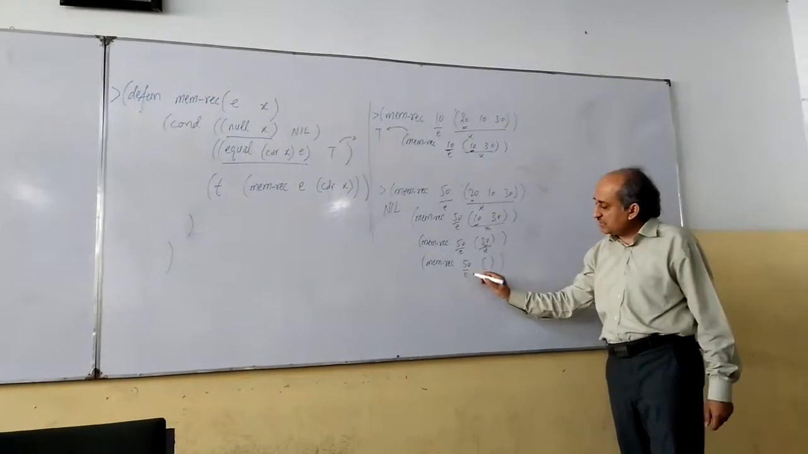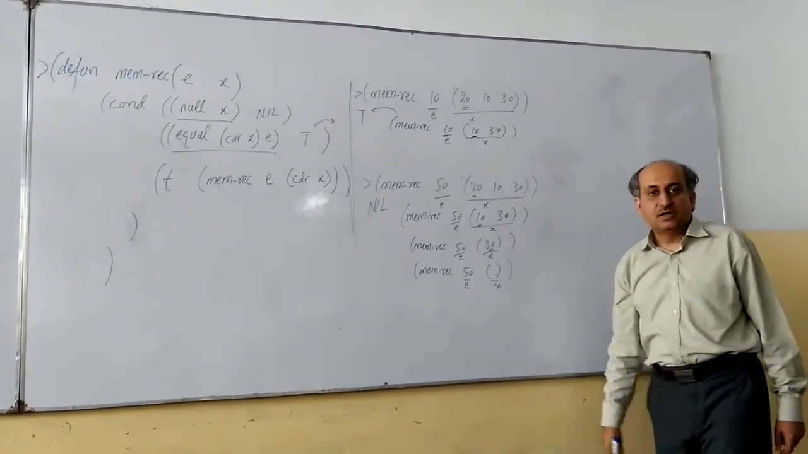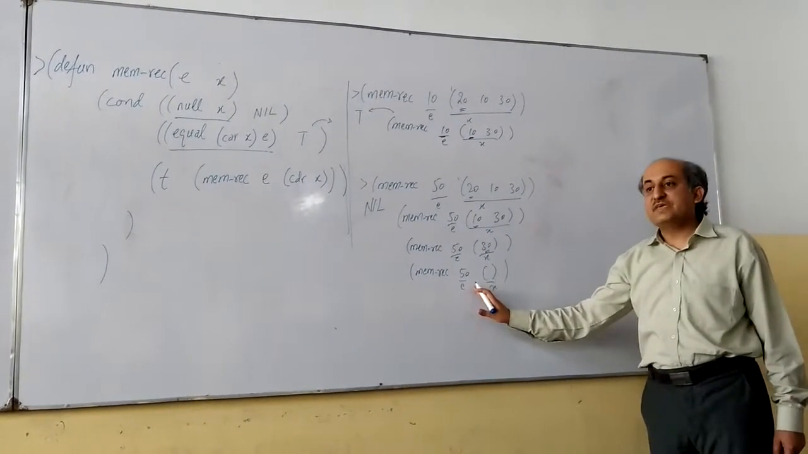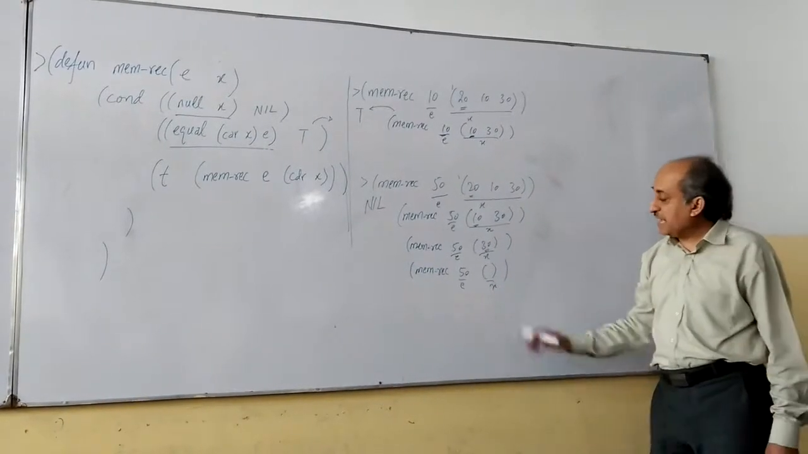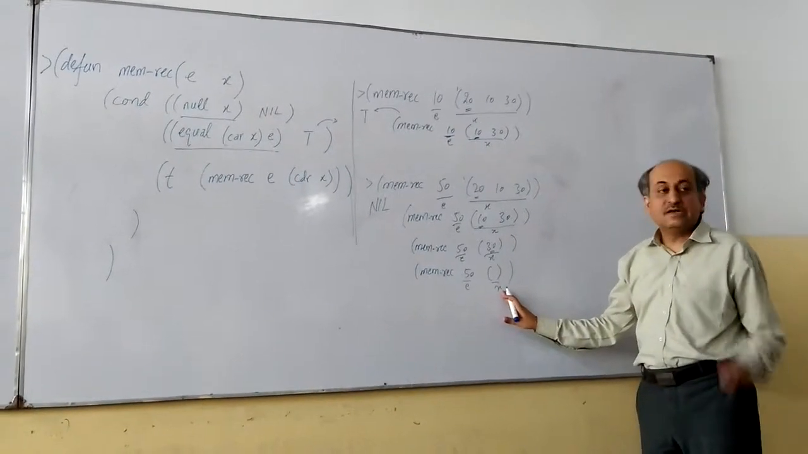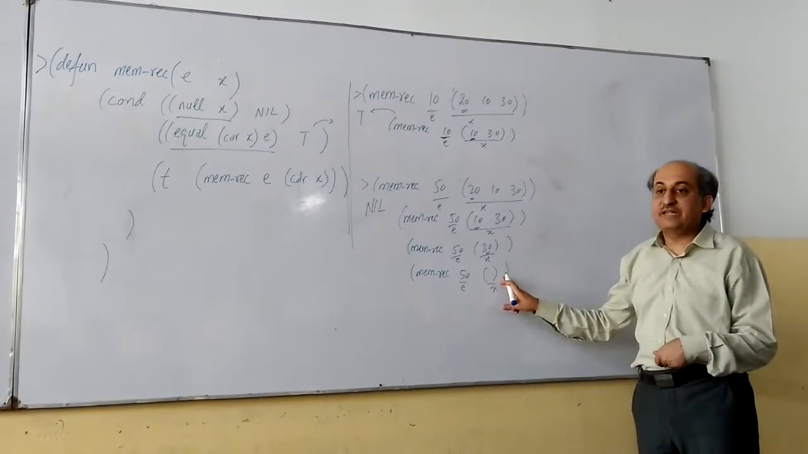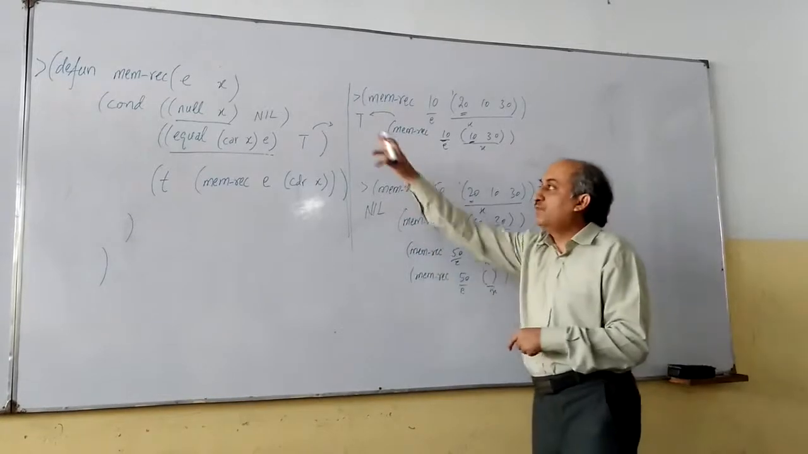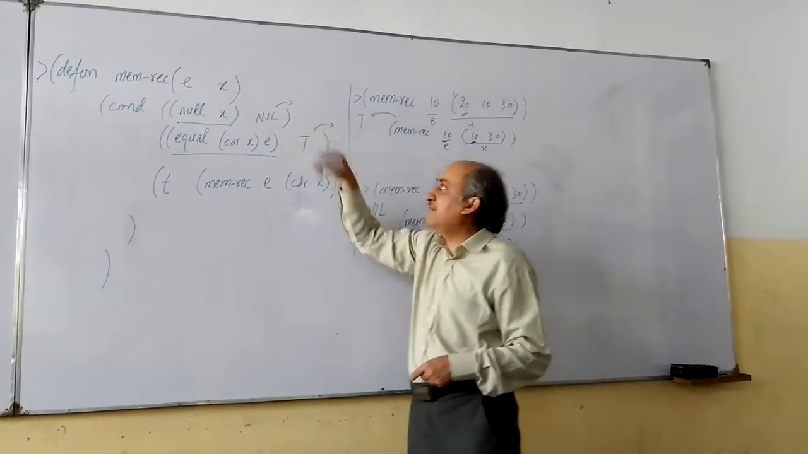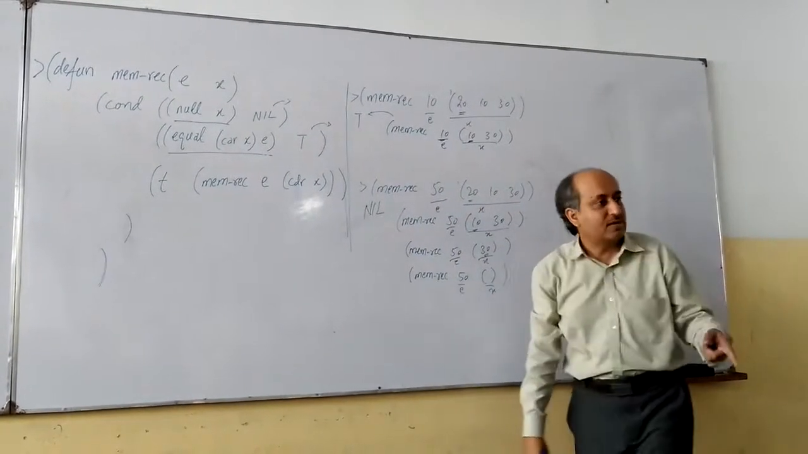Whatever it returns, the function will return the same thing. So in this case, E is 50, x is an empty list. Now with these values of E and x, we will be tracing the function definition. The first condition will be checked: is x an empty list? The null function will return true on an empty list. So in this case, control of execution will simply return nil from the first clause.